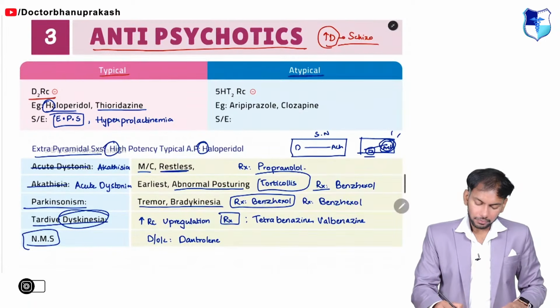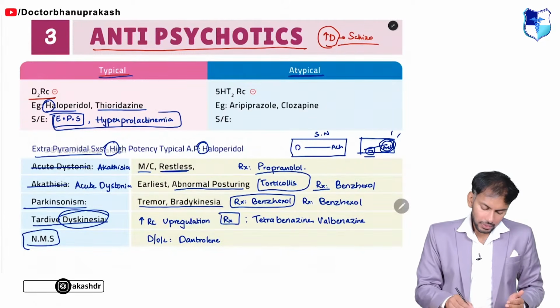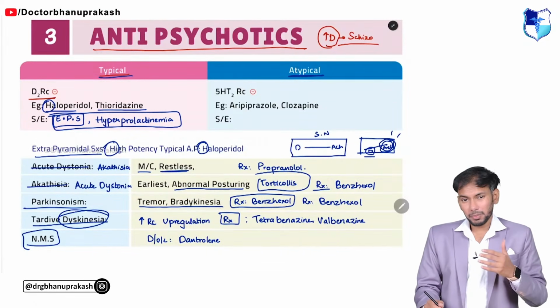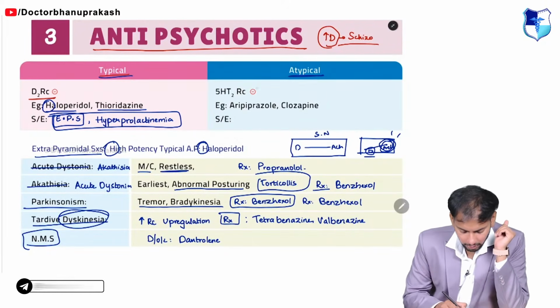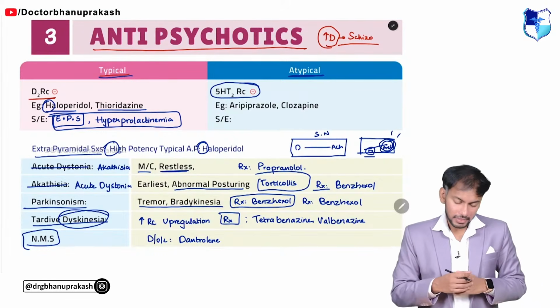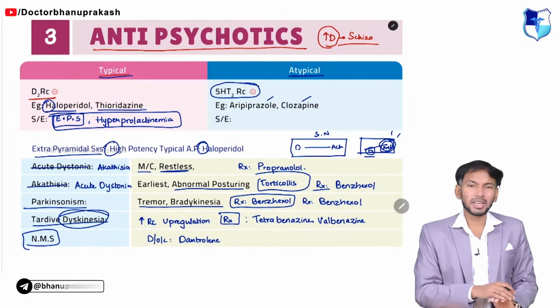Now, atypical. Why did we make atypical? Because in typical antipsychotics, there are a lot of EPS and hyperprolactinemia symptoms. So we made atypical antipsychotics. These will not block dopamine. Instead, they block the 5-HT2 receptor. Examples are aripiprazole and clozapine. Side effects.